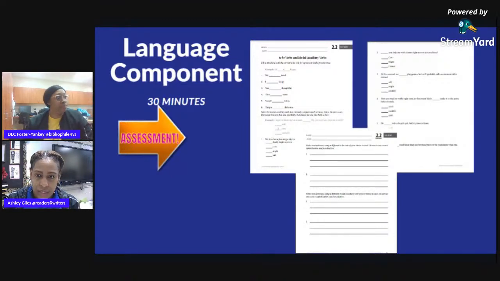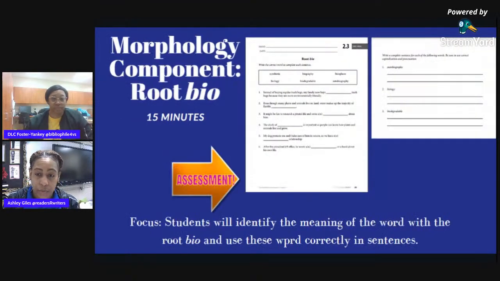Now this brings us to the next section, which is the morphology. And in the morphology, they're going to focus on the root word bio. And they need to be able to use that word. It says, use these words correctly in a sentence. You're going to tell the students that we're going to learn the word bio today. Hopefully you have an anchor chart and you have a running list of prefixes or suffixes that you have been using all year long, because let me tell you, this does not go away.